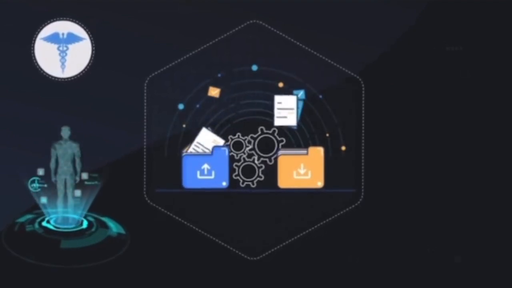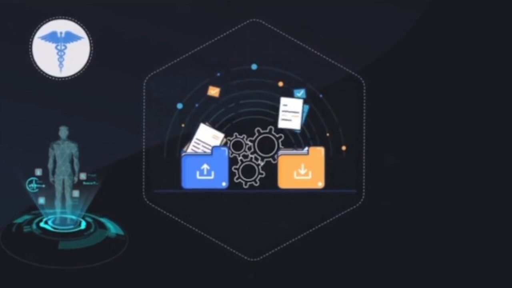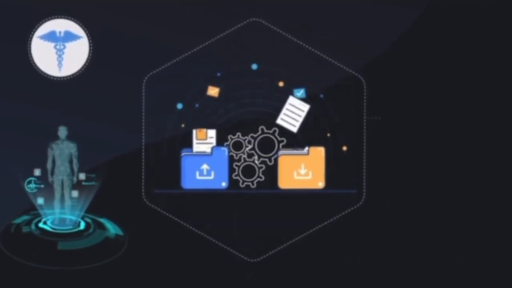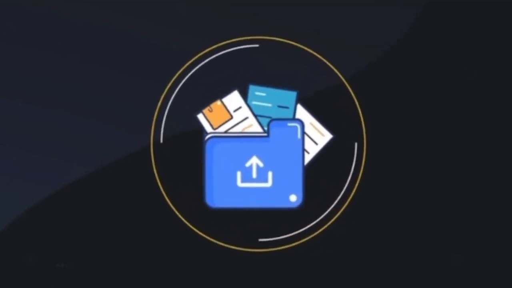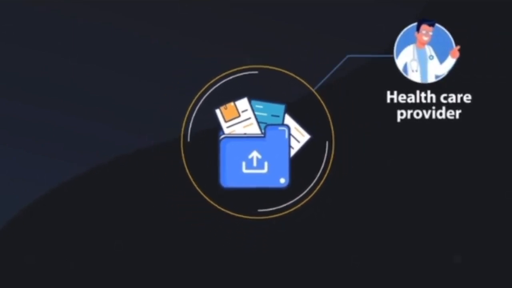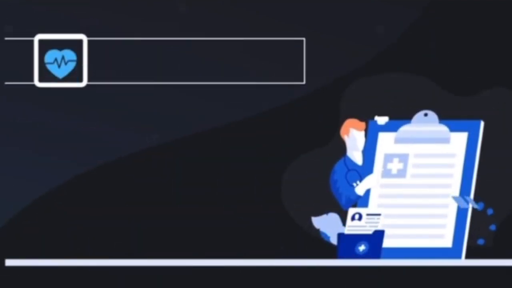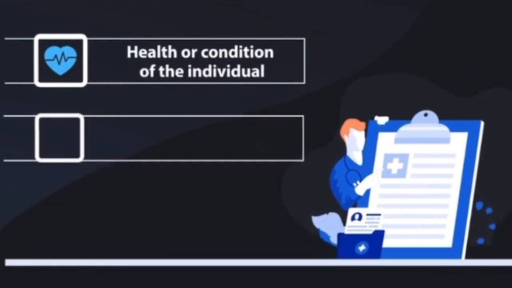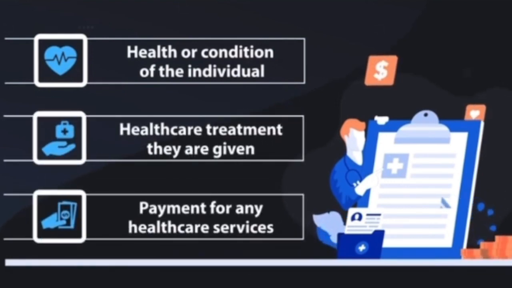Protected health information, PHI, is any individually identifiable health information that is sent or kept in any form, electronic, oral, or written, where the information is created or received by a healthcare provider, health plan, employer, or healthcare clearinghouse. This information might relate to the health or condition of an individual, the healthcare treatment that they are given, or the payment for any healthcare services.